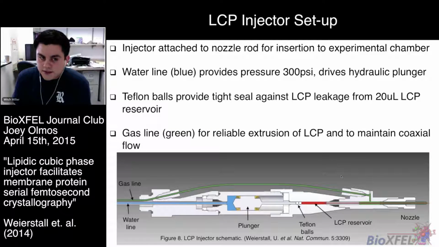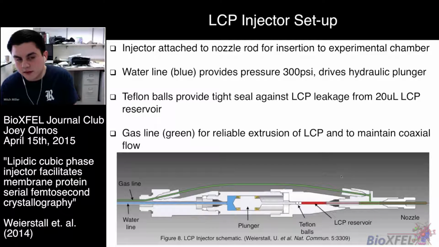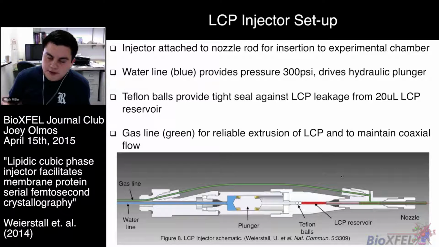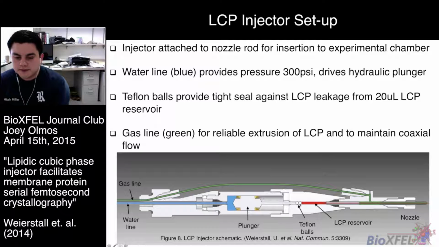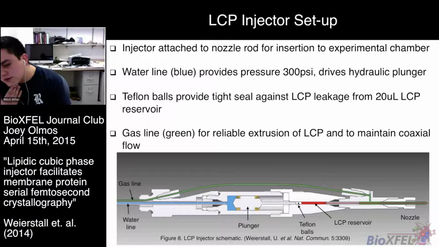And so here's the LCP injector setup. The injector here on the right is attached to a nozzle rod for insertion into the experimental chamber vacuum. What you're seeing in blue is a water line that provides pressure up to 300 psi, and it drives the hydraulic plunger that you're seeing here. You do have these 2 Teflon balls that provide a tight seal against LCP leakage. This LCP reservoir in red can hold up to 200 microliters of LCP sample. The Teflon balls do morph though, so when you subject them to pressure, they form this sort of cylindrical shape, and so those are changed out every time the LCP reservoir is replenished.